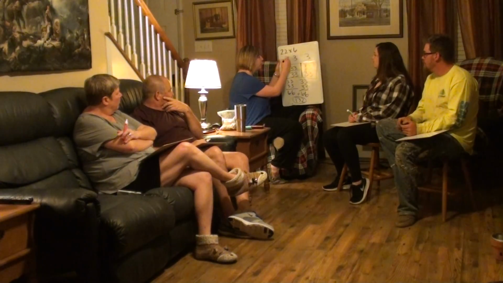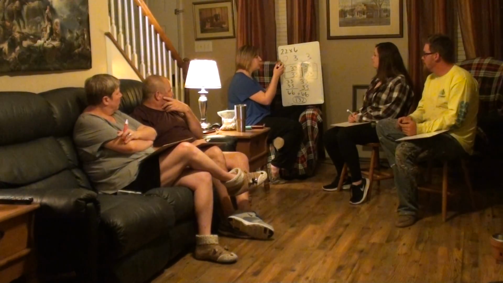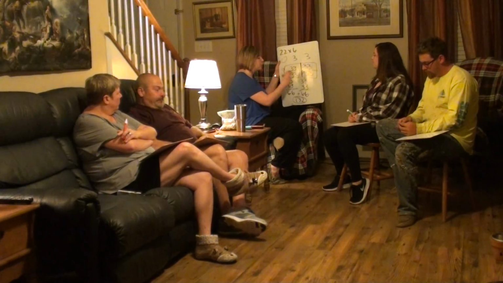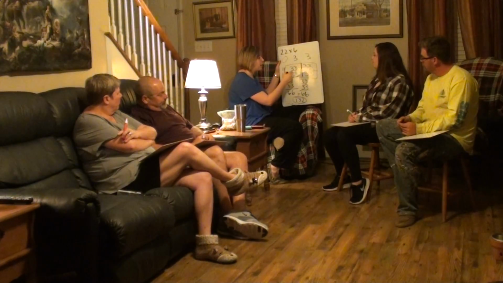The way that I probably would solve this is doing the groups of 22. And so I would have 6 groups of 22, and then I would add them all together. So I would maybe do like 22 plus 22, 22 plus 22, 22 plus 22, and then add all of those together. So that's how I would solve that problem.